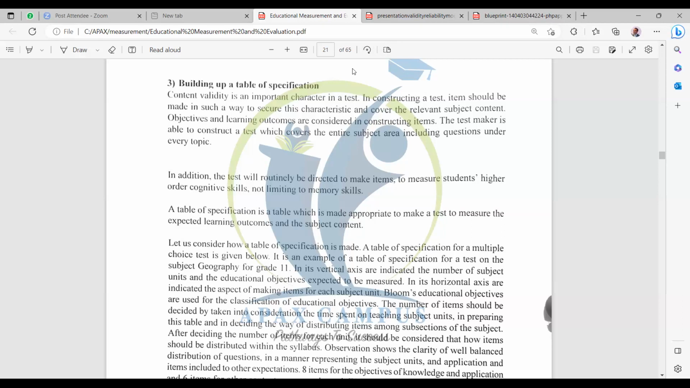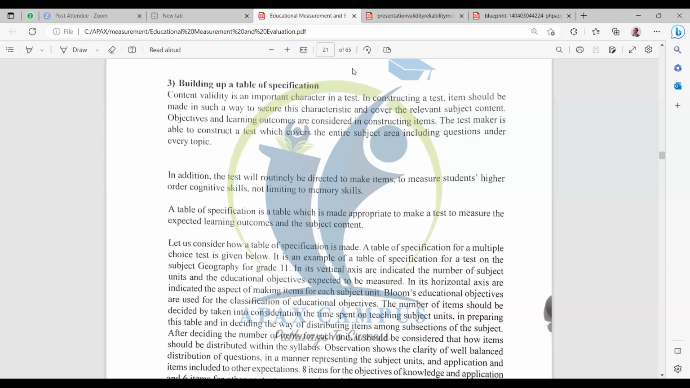In constructing a test, items should be made in such a way to secure this characteristic and cover the relevant subject content. Objectives and learning outcomes are considered in constructing items. The test maker is able to construct a test which covers the entire subject area, including questions under every topic. Right? So if we prepare a good table of specifications or a good blueprint, we can cover the whole syllabus within the question paper.